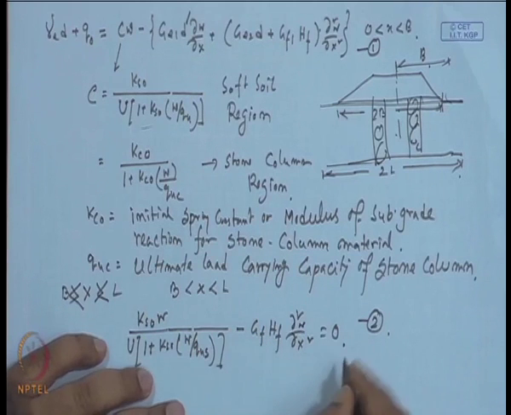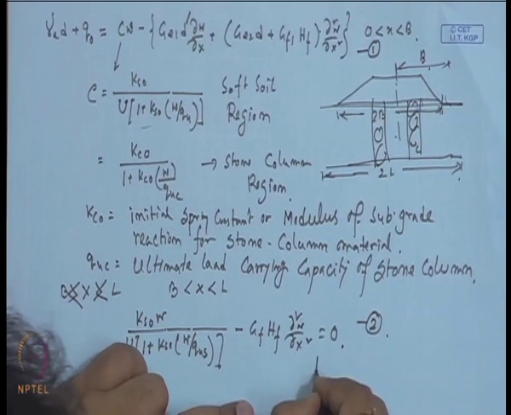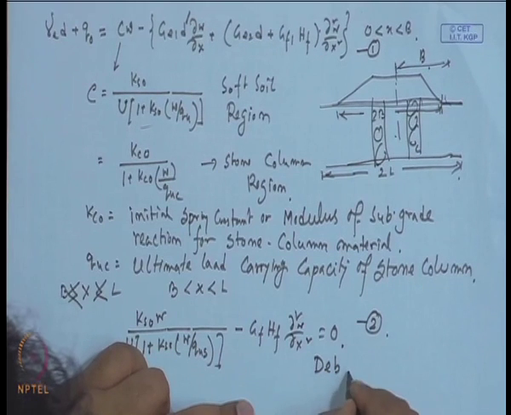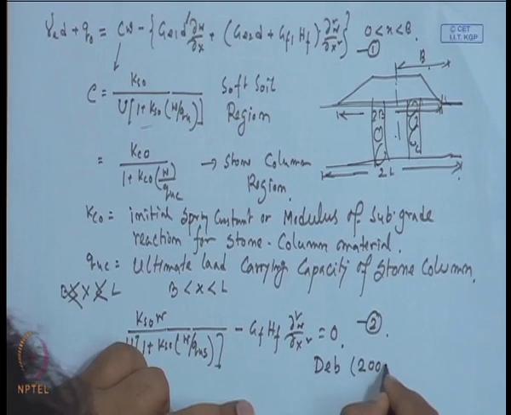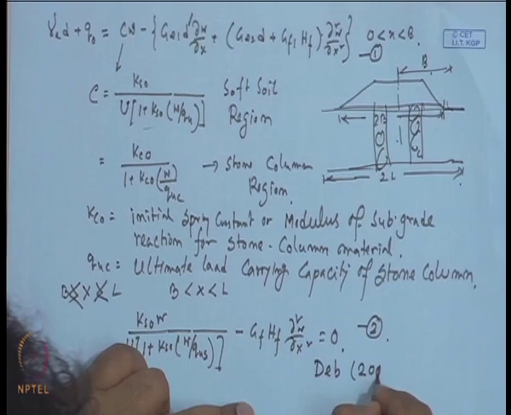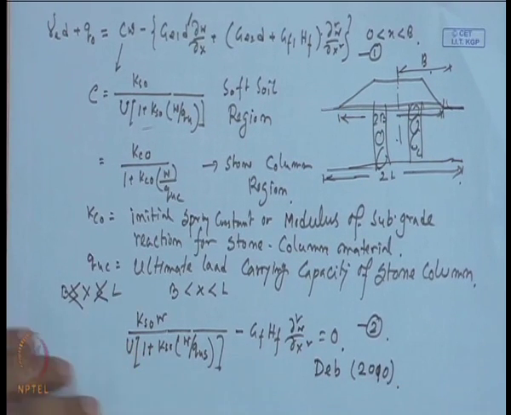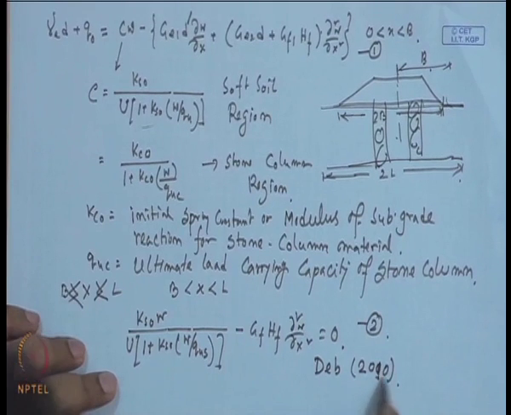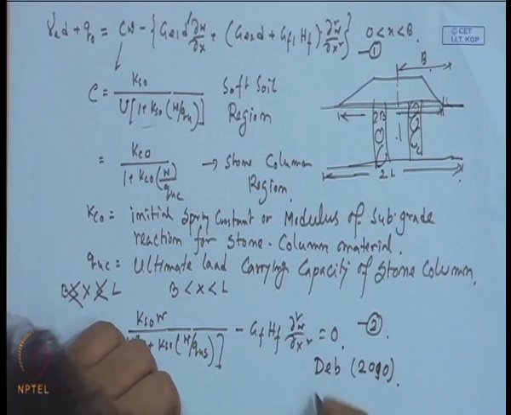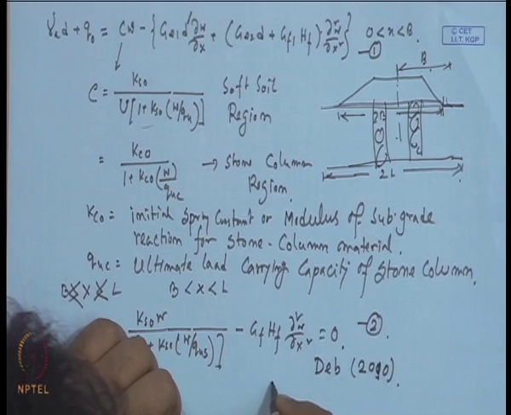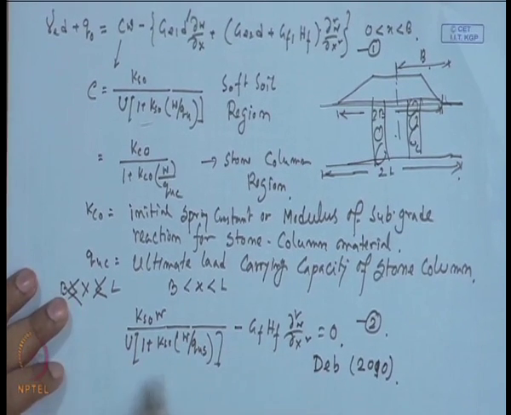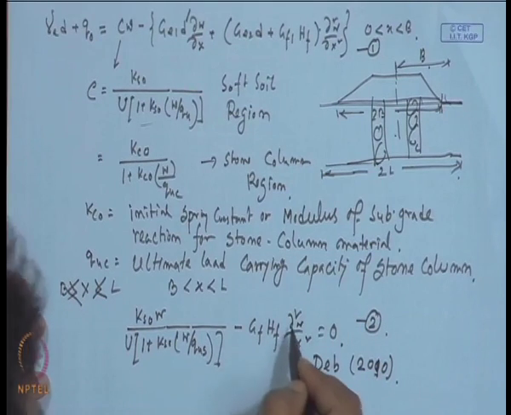We can non-dimensionalize this expression in terms of Ks and the width of the embankment. The total derivation and how to non-dimensionalize this expression is explained by Deb in 2010. This is the paper, which can be consulted once we non-dimensionalize this part.